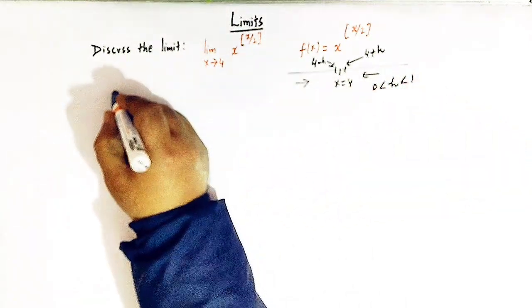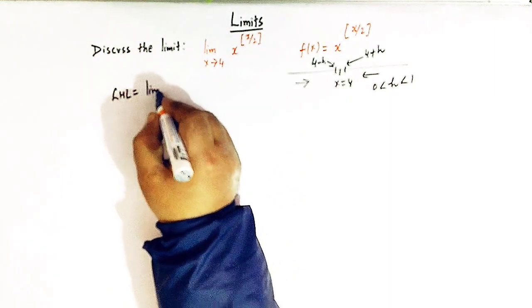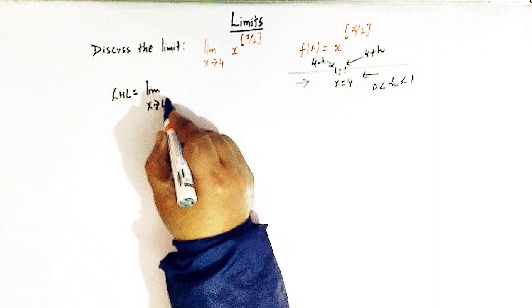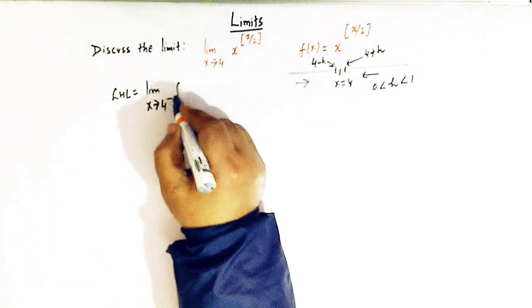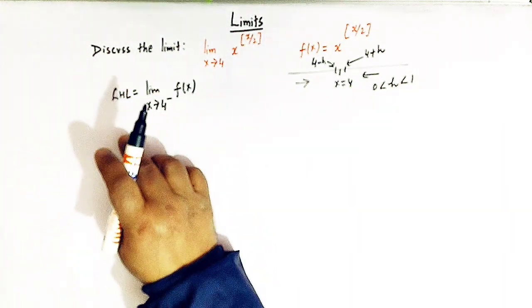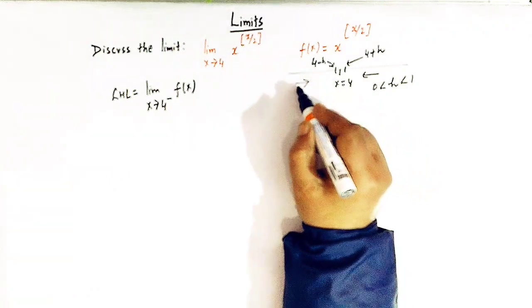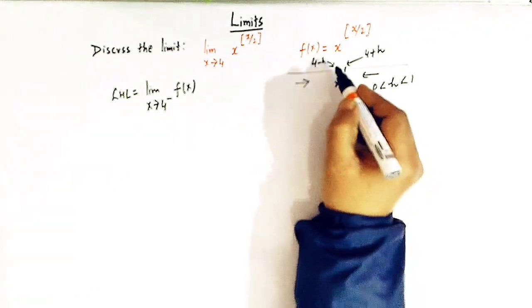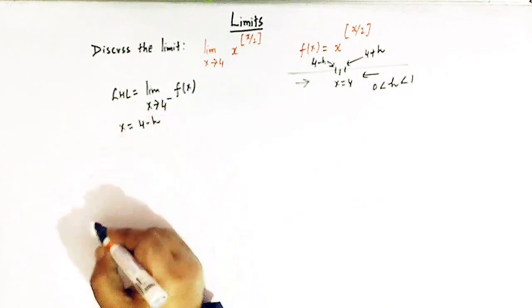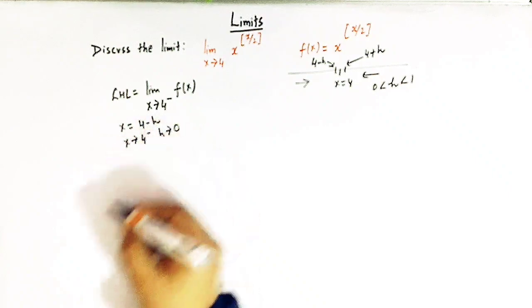And where this quantity h is infinitesimally very small, but h is a positive quantity lying between 0 and 1, right? So the left hand limit of this function may be written as limit x tends to 4 with a negative sign over 4, and here we have f of x, right? Okay, so now when we approach x is equal to 4 from the left of x is equal to 4, we have x is equal to 4 minus h. And when x tends to 4, then obviously h tends to 0.